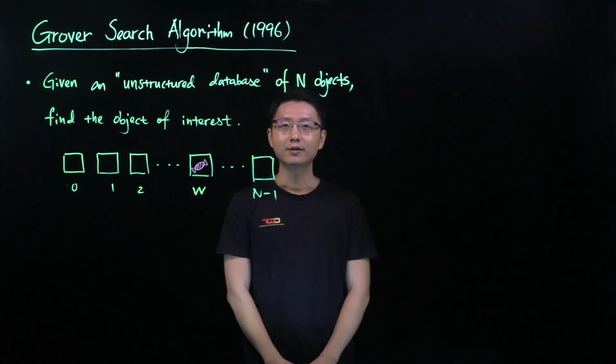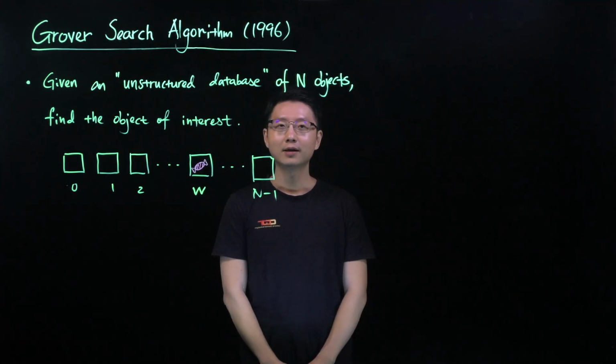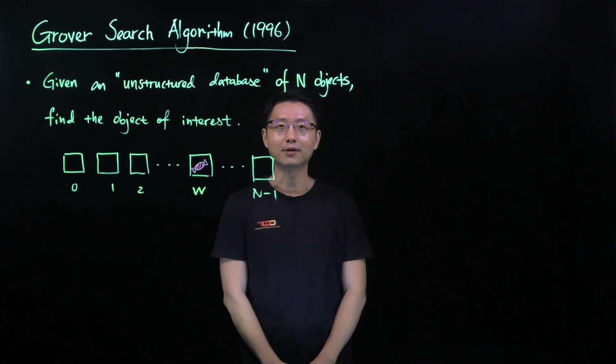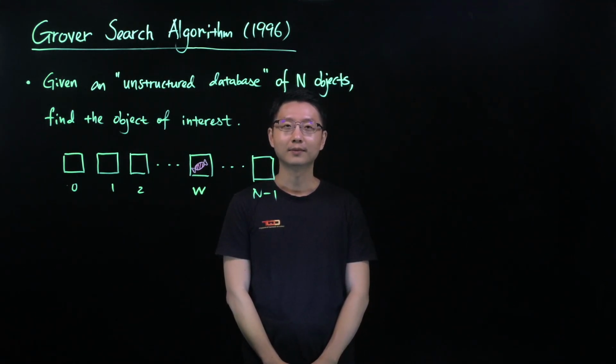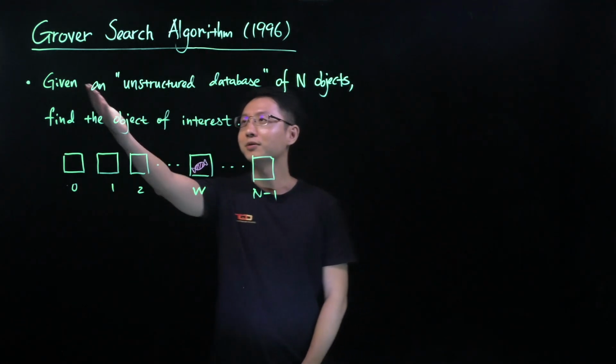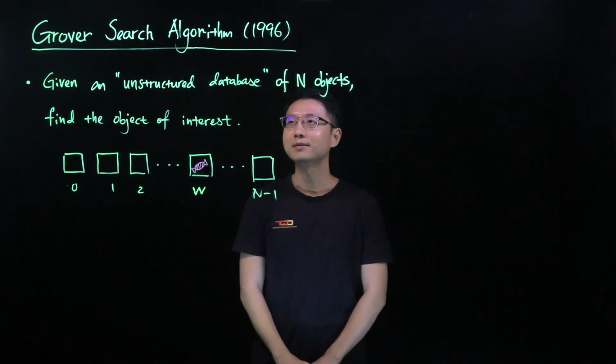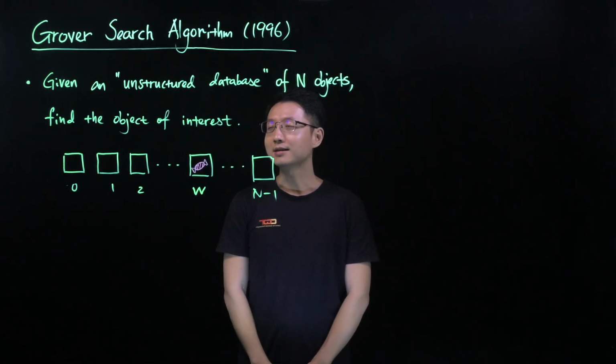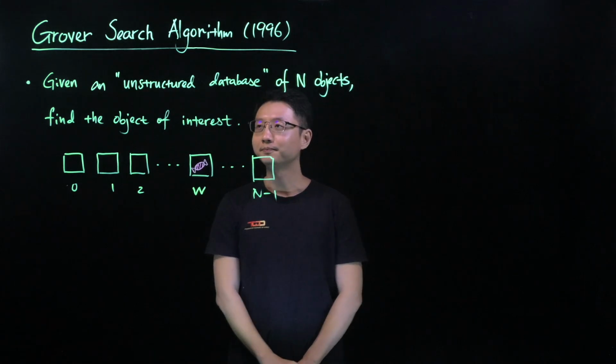In the lecture for Deutsch-Jozsa algorithm, we have seen that the quantum algorithm achieves exponential speedup over the classical algorithm. In this lecture, we are going to study another algorithm proposed by Grover in the year of 1996, which helps us in searching tasks. Hence, it's sometimes called the Grover search algorithm.